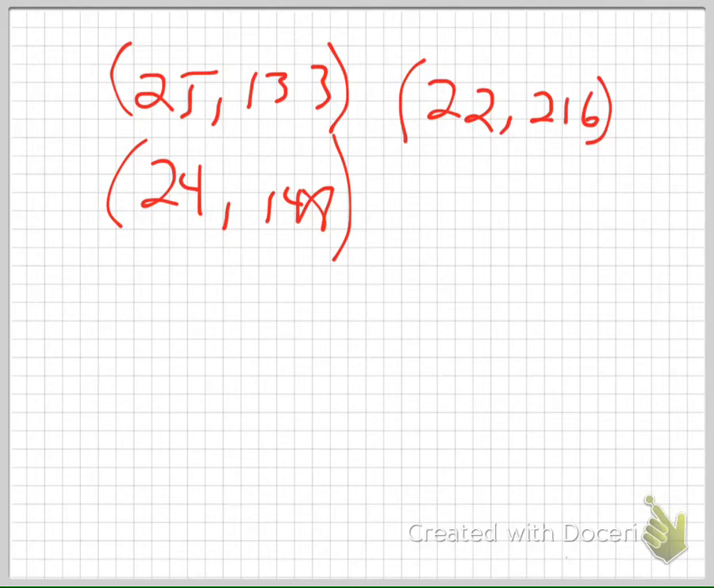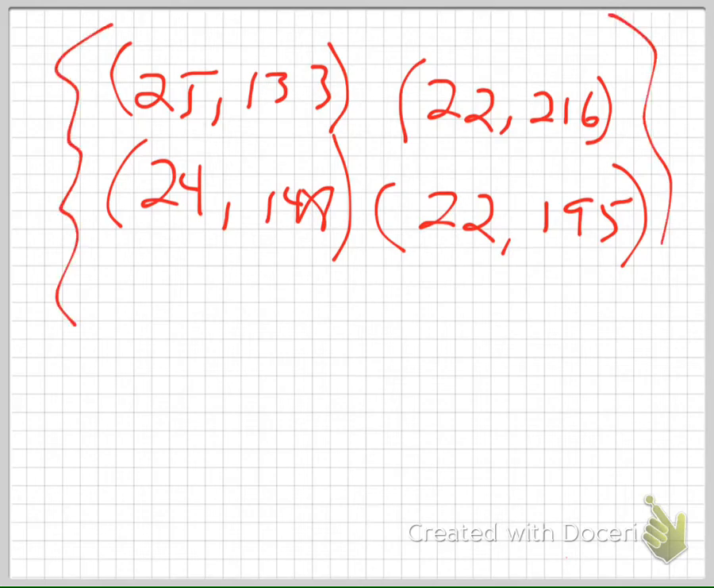Let's look at the next one. Ooh, the next class also has 22 students. This time, 195 came out. Wait a second. Look here. Remember when they had the little squiggly lines? This whole thing is a relation. When I put in 25, what came out?